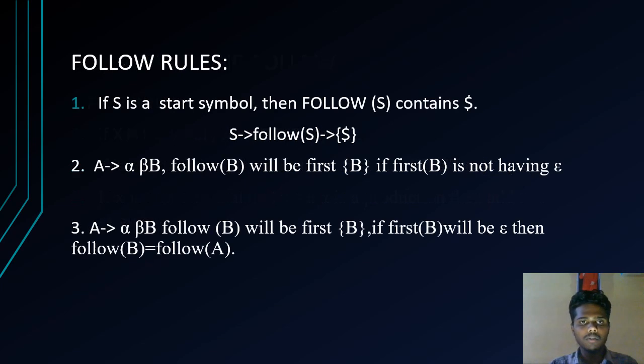Coming to the follow rules, if S is the start symbol, then follow of S should contain a dollar. If the grammar is in the form A tends to alpha B beta, then follow of B will be the first of beta. And then the third rule is also the same: if first of beta contains epsilon, then follow of B will be the follow of A. These are all the follow rules.